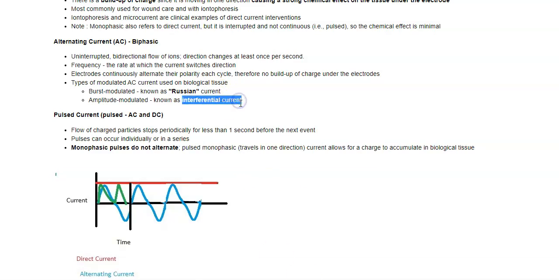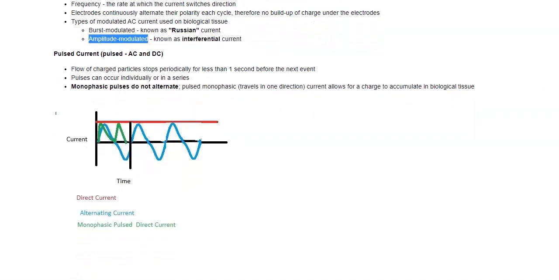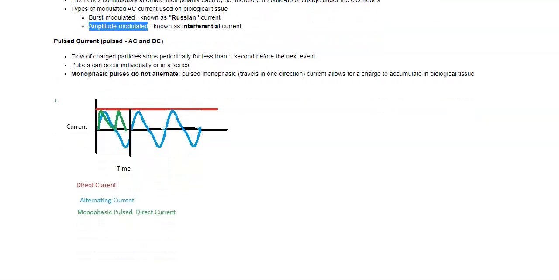Interferential current is an amplitude modulating current. Interferential current, we'll talk about when that's used later on, but it's considered an amplitude modulating current, which means the height of the waves can differ slightly between phases. So that's a nice feature to increase the comfort and decrease accommodation. And then finally, as I've already mentioned, you can have pulsed current. We can have pulsed alternating current and pulsed direct current.